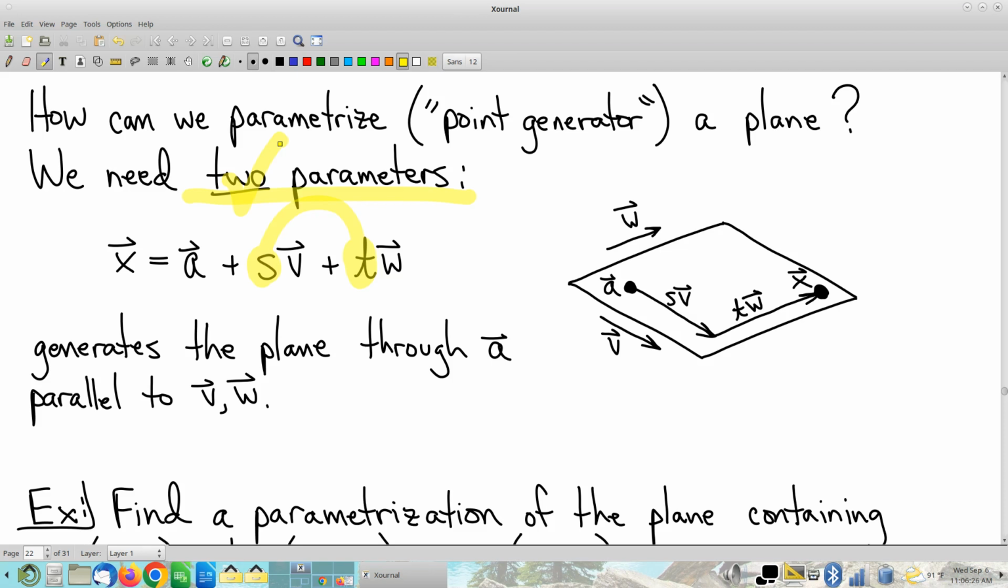All right. Notice it looks a lot like the parameterization of a line. In fact, you can almost see this looks a lot like a parameterization for a line right there. So all we really did is add one extra term analogous to the one we already had.